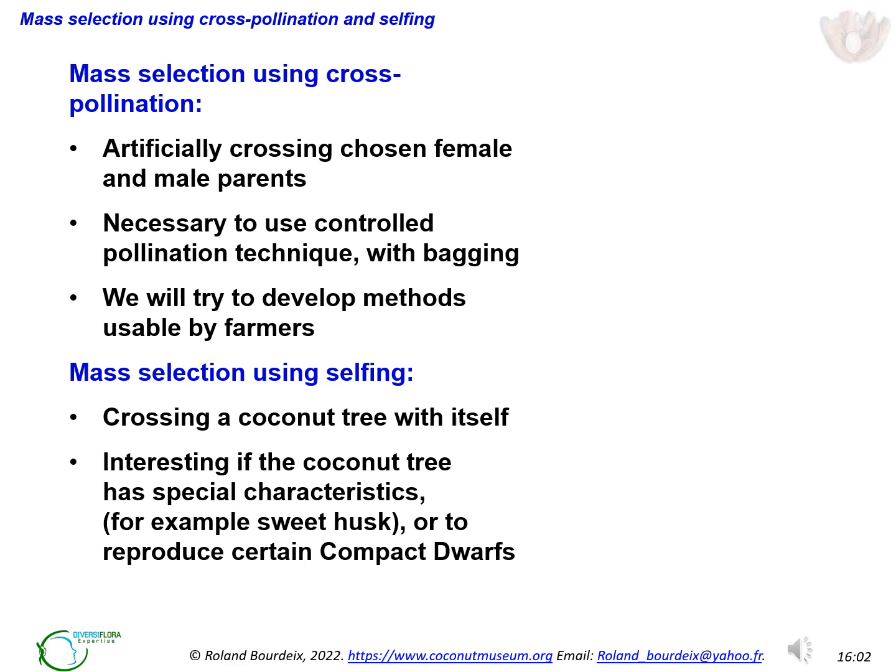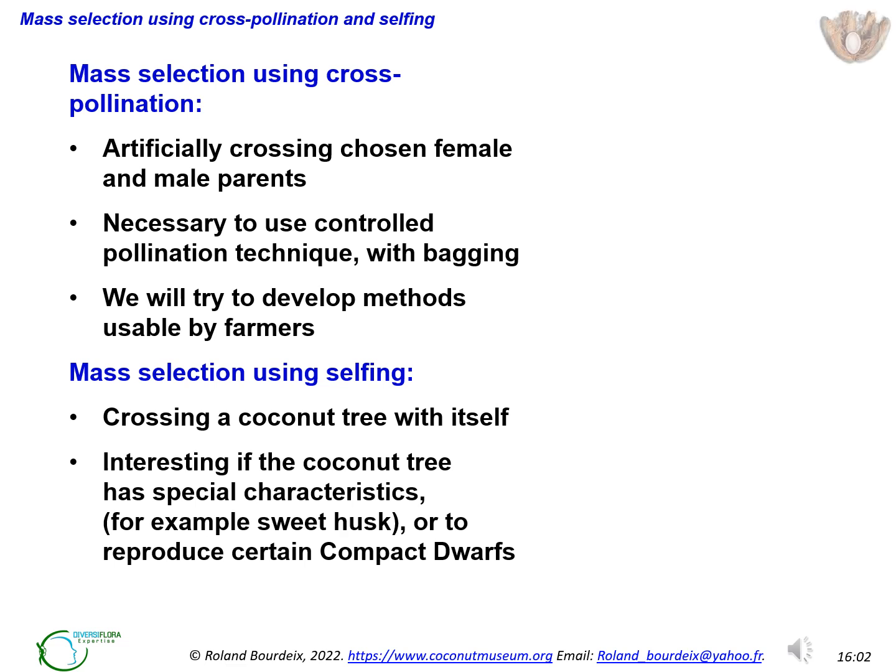Mass selection using intercrossing appears more effective, as it allows for a strict selection of pollinators while retaining the potential for large seed nut production. However, there is no experimental result to assess the genetic progress that could be realized. This method consists of artificially crossing chosen female and male parents. It is therefore necessary to use controlled pollination technique, with bagging.